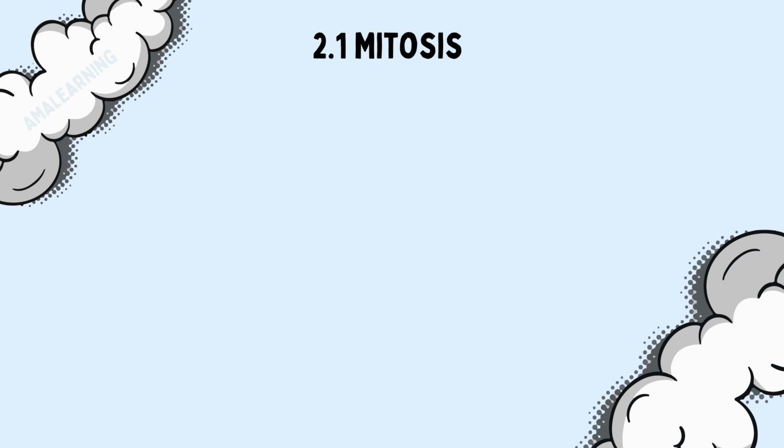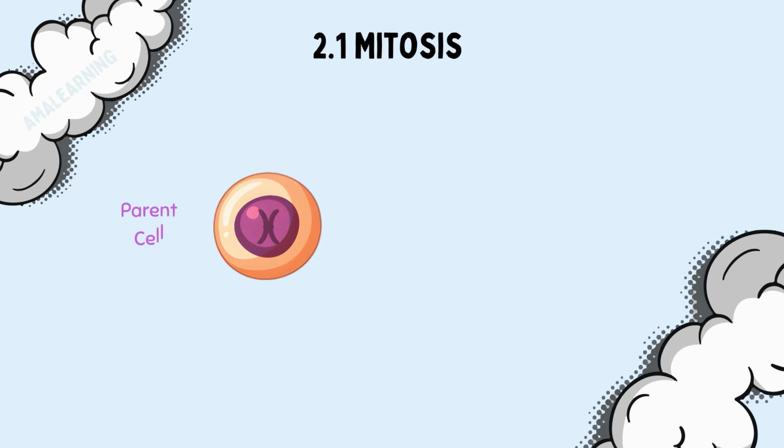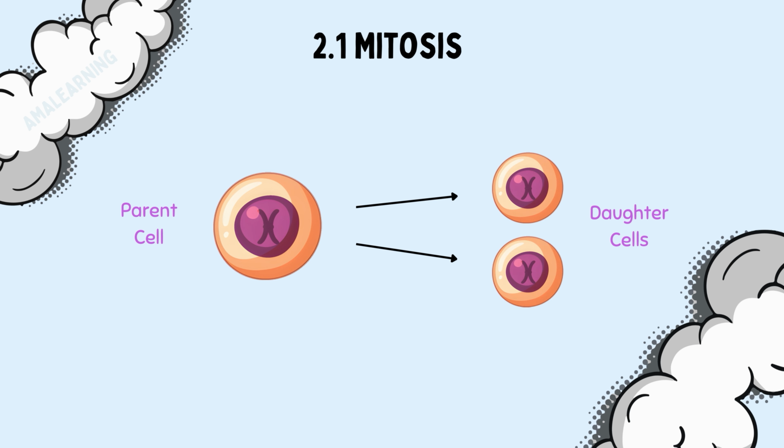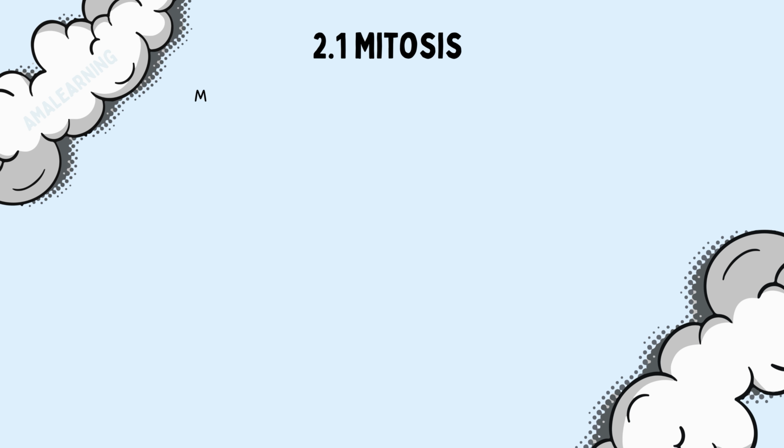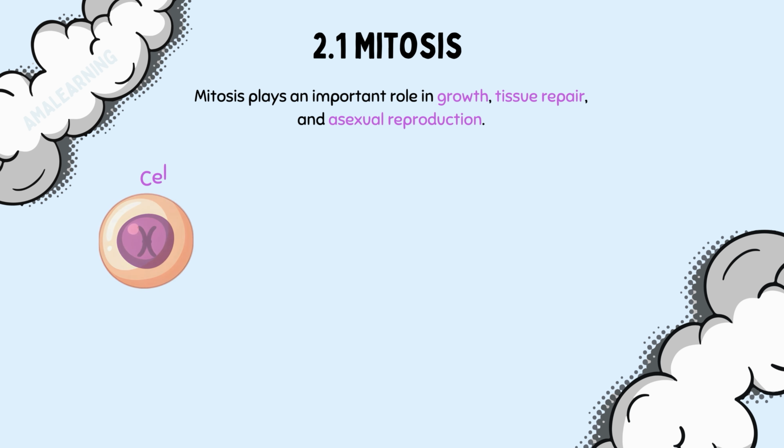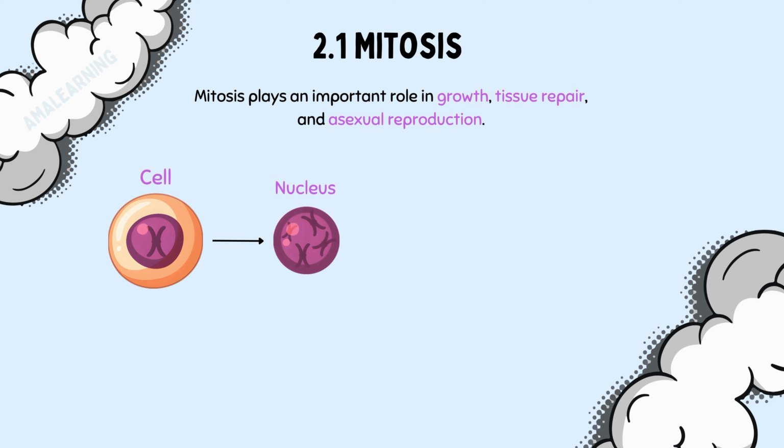Overall, the cell cycle is when one parent cell splits into two daughter cells, and mitosis is an important part of the cell cycle. Mitosis plays an important role in growth, tissue repair, and asexual reproduction. Each of our body cells contains a nucleus. The nucleus acts as the cell's control center.